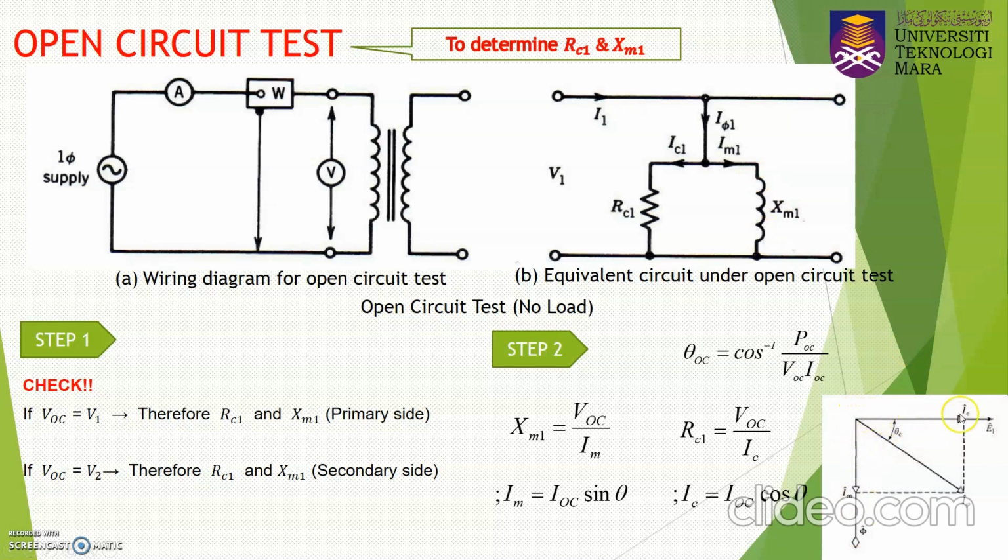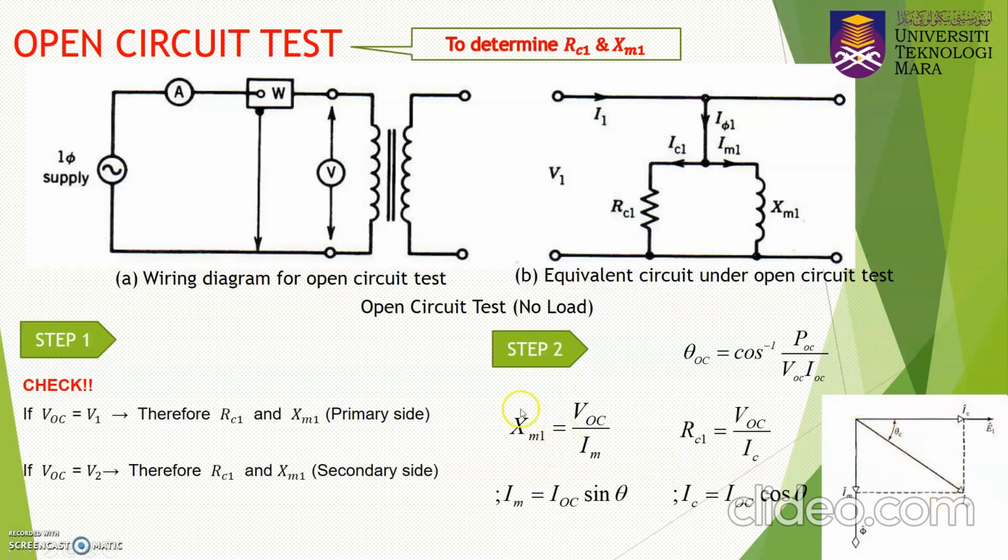So here you have IC, here you have IM, and the I phase is represented by the angle of theta C here. By applying the trigonometry rules, you know that in order to get the IM, it will be equal to the I open circuit multiplied with sin theta. Or IC will be equal to the I open circuit multiplied with cos theta. So basically the I phase is equal to your I open circuit.